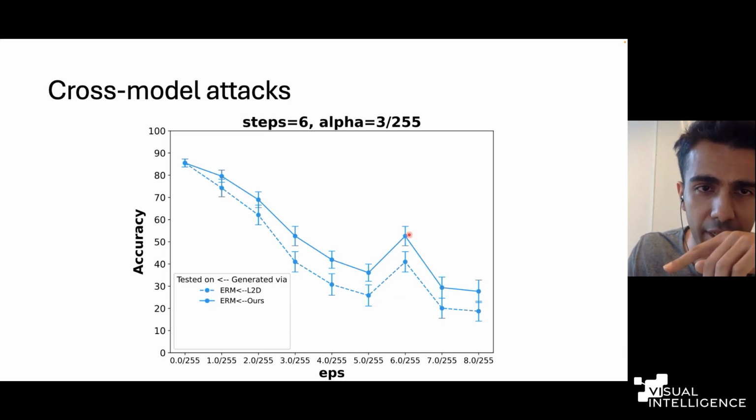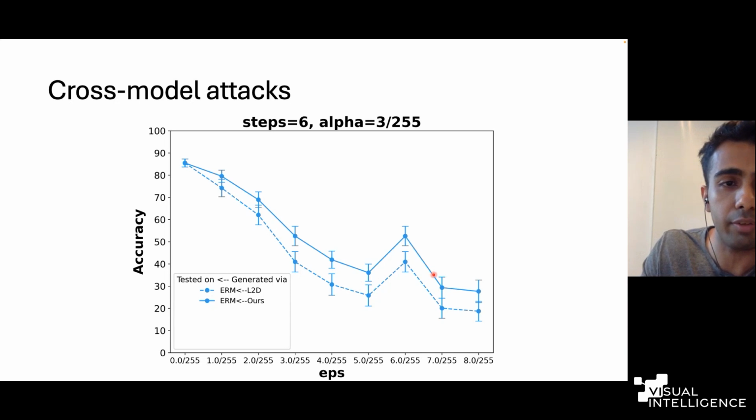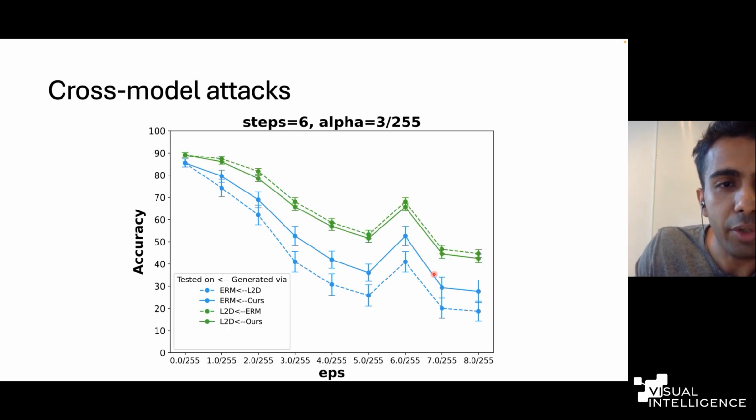I have no idea what is happening here. Why is this accuracy going up suddenly here? But I saw this across all the methods, as I will show. If you take L2D, its accuracy is of course better. It's more robust than ERM, but our method is still able to attack it, and the accuracy still goes down quite a bit. And again, there's this bump here.